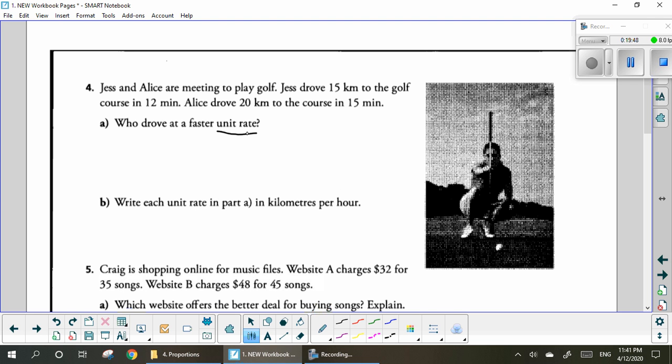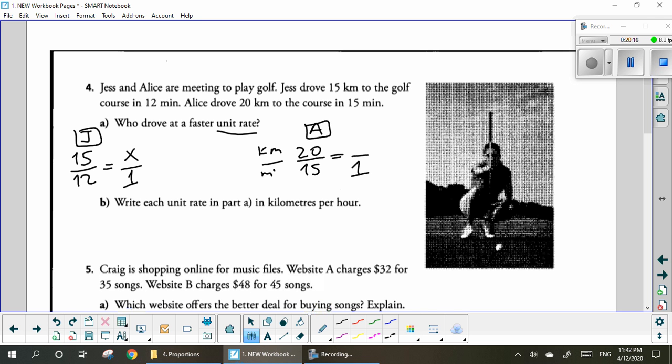So calculation. Here is Jess. She's doing 15 kilometers, 12 minutes. I'm looking for one. And then Alice, same setup. She's doing 20 kilometers in 15 minutes, and I want to find out how much it is for 1 minute. And you can see, I'll repeat this again. This is kilometers up top over minutes at the bottom. So I have to keep all my minutes in the denominator, all my kilometers in the numerators. Just to kind of remind you, I'll erase that just so we have more space to write.